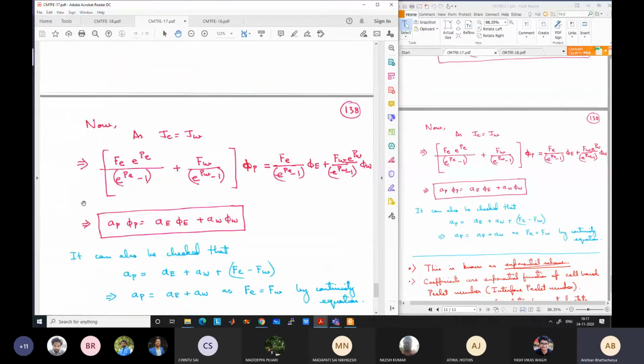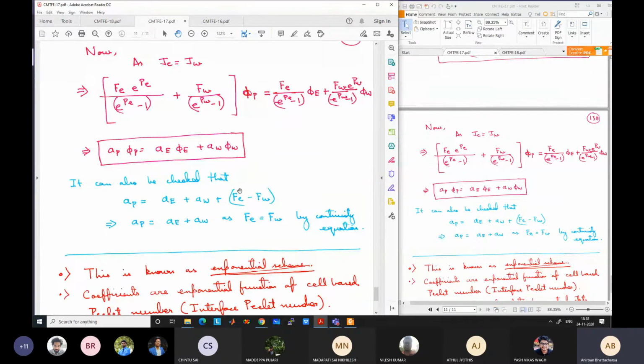We got a complicated expression where the final equation looked like this: AP phi P is equal to AE phi E plus AW phi W, where AE was given by Fe divided by e to the power P minus 1, where Fe is the convective term at the east interface, and P is the Peclet number. Similarly, we had another term for AW, and you know that AP is always equal to AE plus AW plus Fe minus Fw, and by the continuity equation, Fe is equal to Fw, so AP is equal to AE plus AW. Up to this point, we had discussed in the previous class.